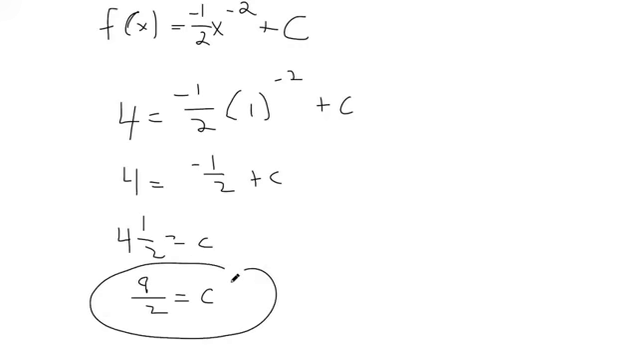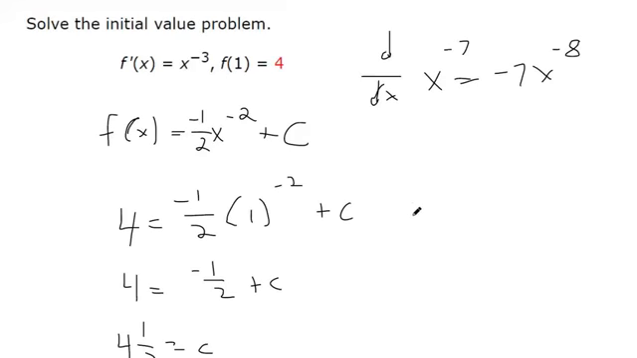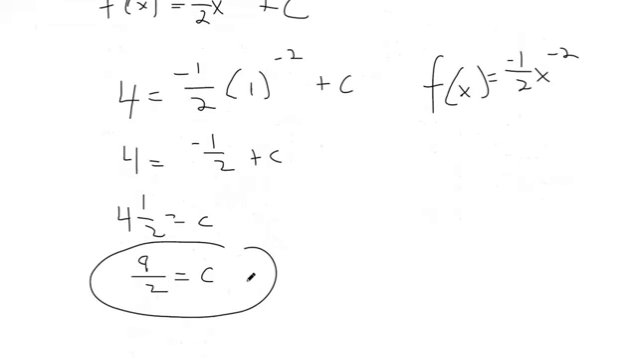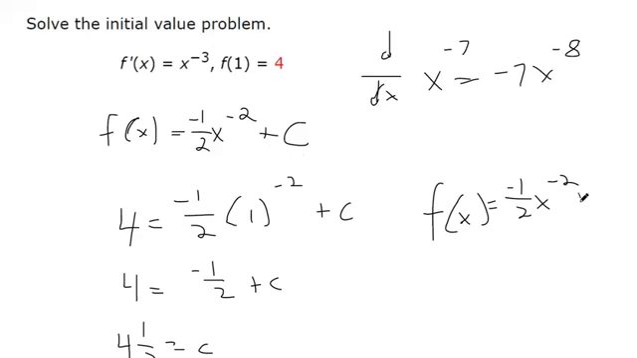That's probably better. So put that all together, and the final answer for this question, we need a function so that its derivative is x to the negative third, but it also has this to be true. And that's where we got that 9/2. We just found out we're adding 9/2 here, so that's the answer.